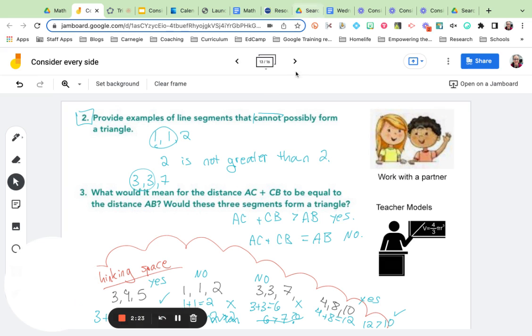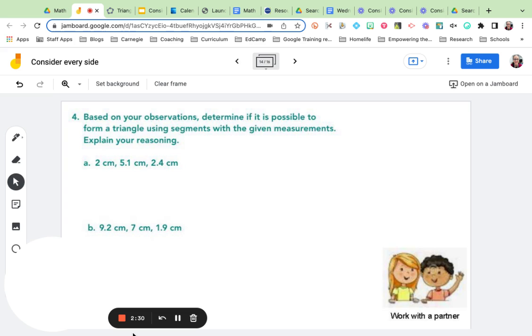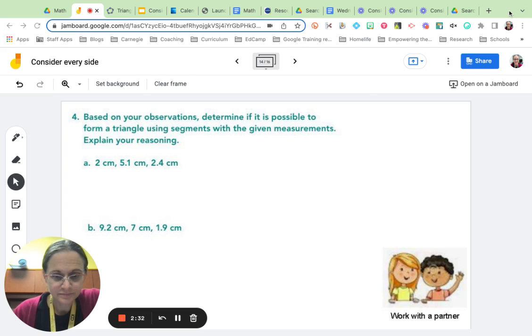Let's go back to the activity we were working on. We really did some good thinking here. This is a practice opportunity. Here, you're going to pause the video for 5 minutes, and you're going to try these examples with a partner.